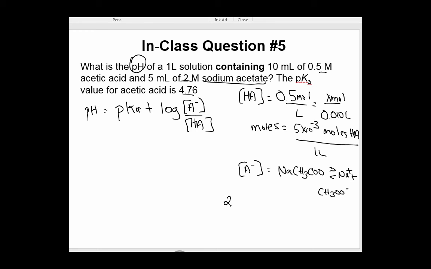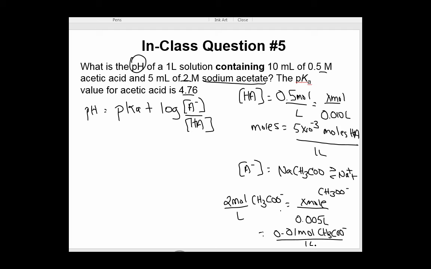So 2 moles per liter of acetate equals X moles times 0.123 liters. And I should get 0.01 moles of acetate. And if I divide by the total volume of 1 liter, I get 0.01 molar of acetate. Well, now I have all my components.